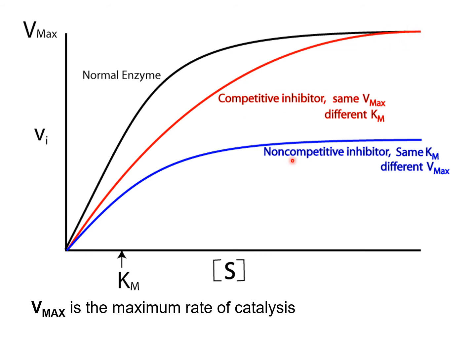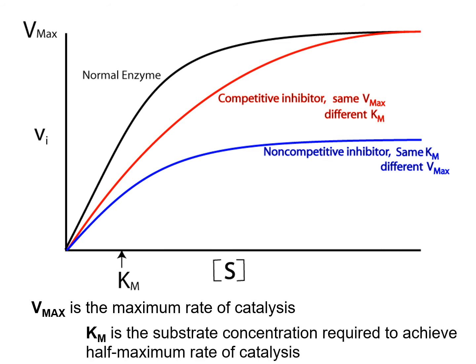But with non-competitive allosteric inhibition, we've changed the activity of the protein. We've altered the Vmax. So it doesn't matter how much abundance we have of the substrate, we have a different Km. So Km is the amount of substrate required to reach half activity. We've altered that in non-competitive. It doesn't matter how much substrate we have. With competitive inhibitors, abundance matters, along with affinity.